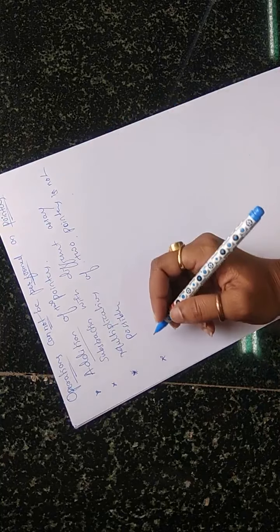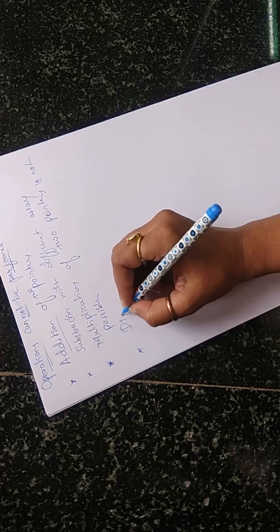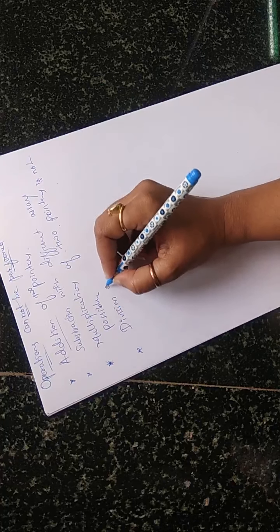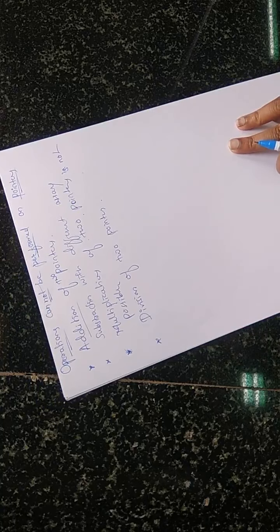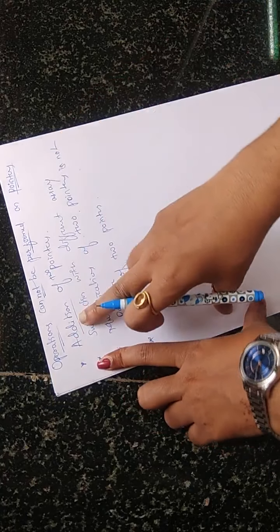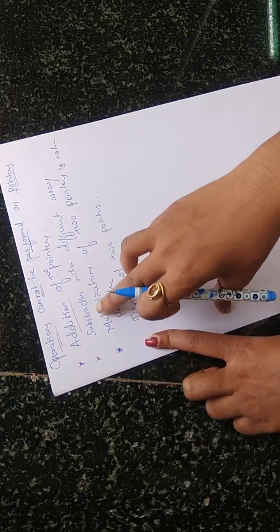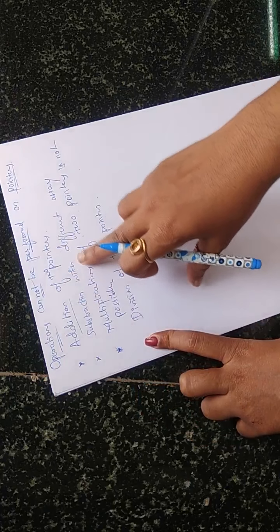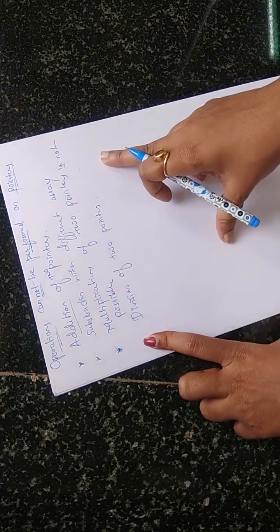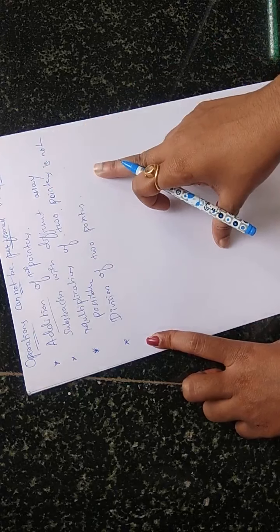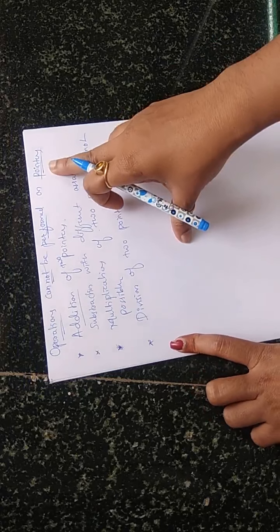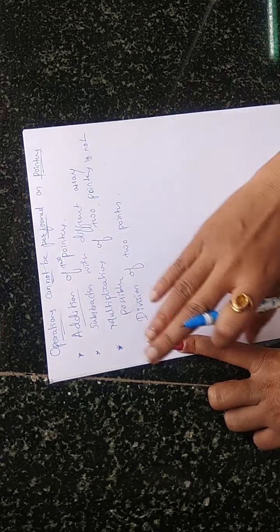Like addition and multiplication, even the division of pointers is not possible. Division of 2 pointers is also not possible. So these are the 4 main points to remember relating to your pointers. Addition of 2 pointers is not possible. Subtraction of 2 pointers referring to different arrays is not possible. Multiplication of 2 pointers is not possible, and division of 2 pointers is not possible. So these 4 operations on pointers are not possible.